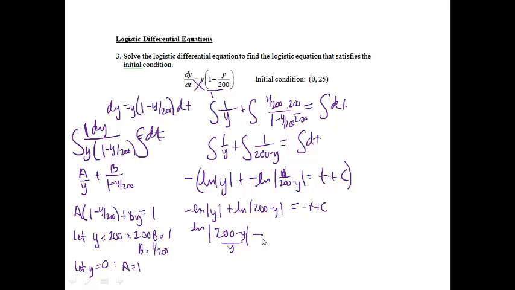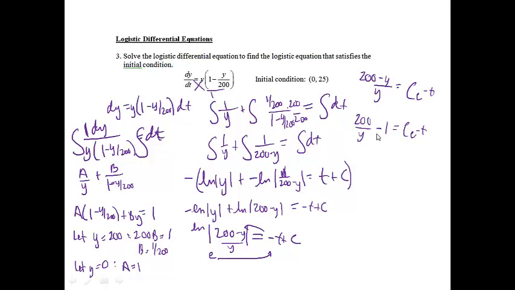So I'll get the natural log of (200 minus y over y) equals negative t plus C. We're now ready to do the exponential step. So if I do that, I will get 200 minus y over y is equal to Ce to the negative t. And then from here, if I would like to solve for y, I'm going to separate the numerator. So I'll get 200 over y minus 1 is equal to Ce to the negative t. And then from here, we're going to add 1 to both sides. So I'll get 200 over y is equal to Ce to the negative t plus 1.